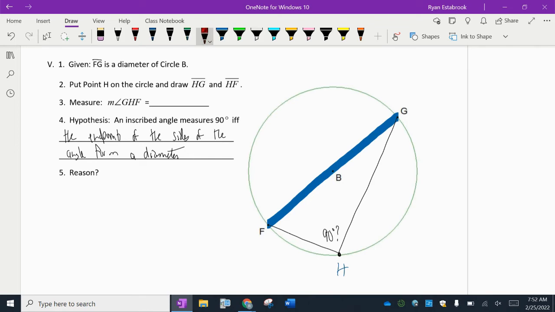So I could draw any other diameter that I wanted to. If I drew a diameter like this, put a point right there, and drew a segment to those 2 endpoints of that diameter, that should make this angle 90 degrees.